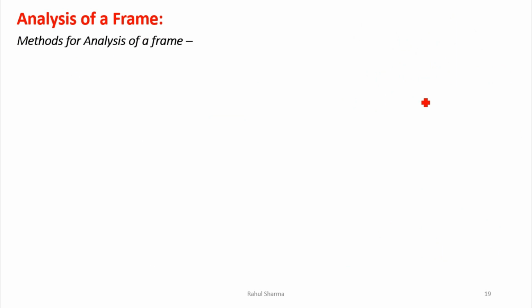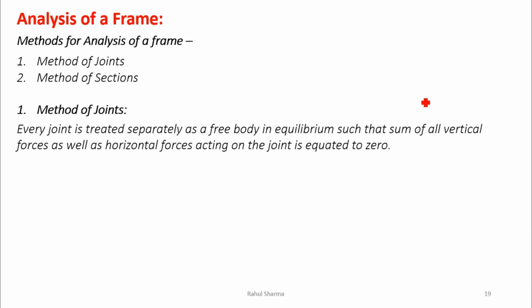Now to analyze a frame structure, we have two methods. First is known as the method of joints, second is known as the method of sections. So one by one we will discuss both the methods. Now in the method of joints, we say that every joint is treated separately as a free body in equilibrium, such that the sum of all vertical forces as well as horizontal forces acting on that joint is assumed to be zero.